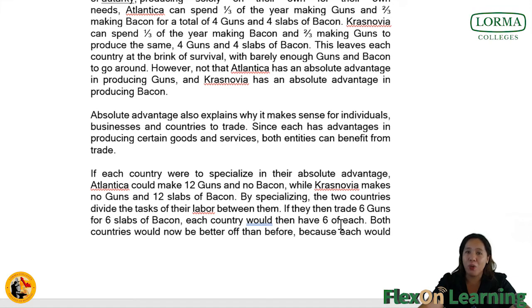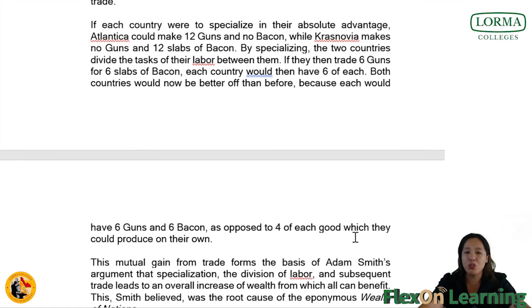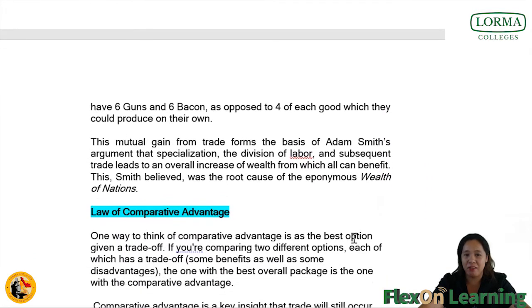When in fact they're going to consume 4 guns and 4 slabs of bacon, so they will have 2 surplus of each, which they can sell to other countries, and they will be able to have money. So that's what we call the law of absolute advantage. Okay?